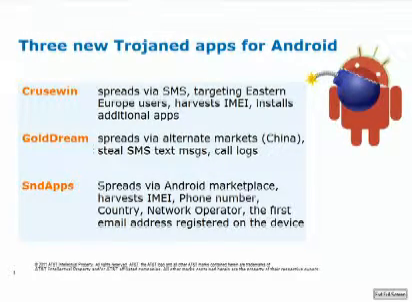The next one is Gold Dream. This one also came out last week or maybe earlier this week. It spreads via some alternate markets, mostly in China. So you would have to have your phone set to allow installs from other marketplaces, not from the official Android marketplace. This one's interesting because it does some bad things.